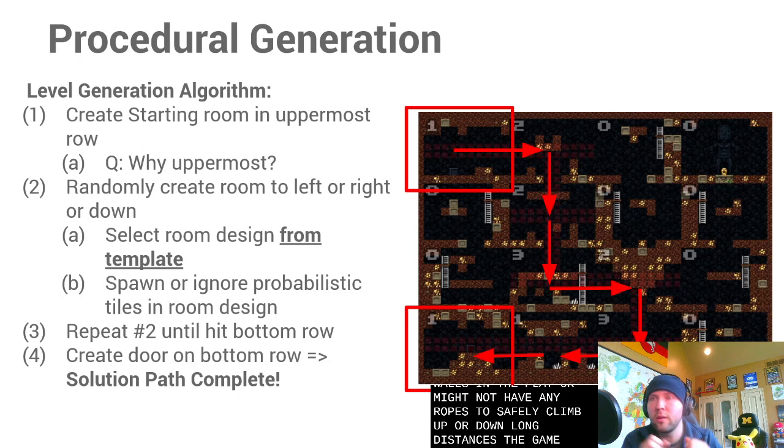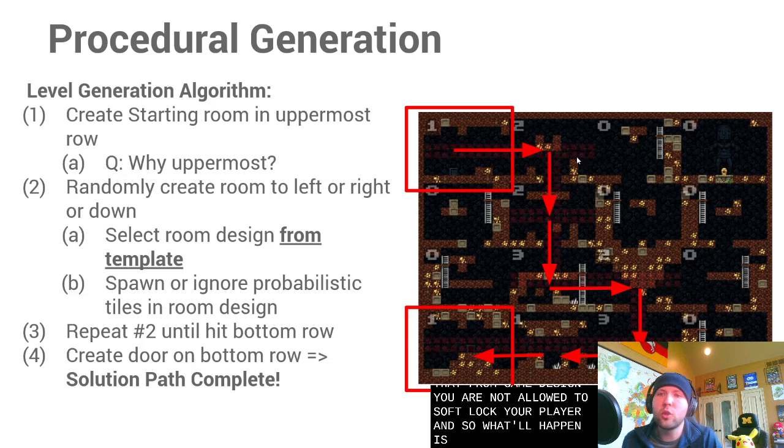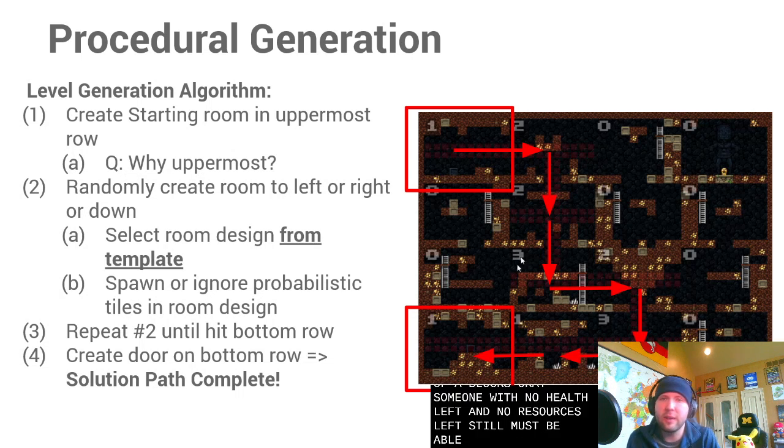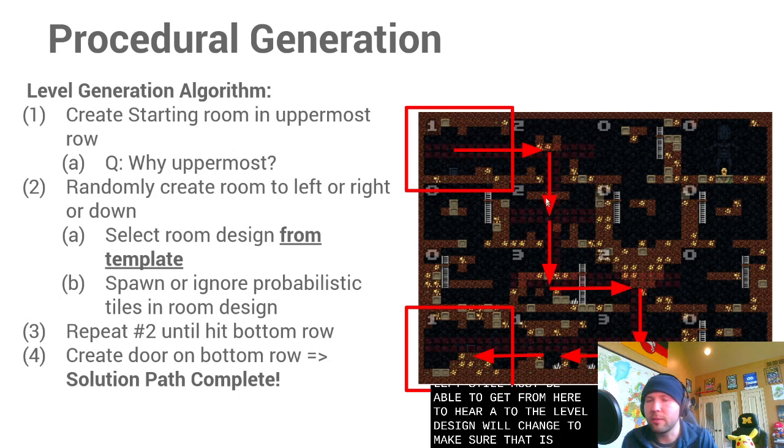The game absolutely cannot put the player into an unwinnable situation or a soft lock. You know that from game design. You are not allowed to soft lock your player. And so what will happen is this critical path, all the rooms on it will be guaranteed safe. As in, it won't have a super long jump and it won't be blocked off by a wall of blocks. Someone with no health left and no resources left still must be able to get from here to here. And so the level design will change to make sure that is possible.